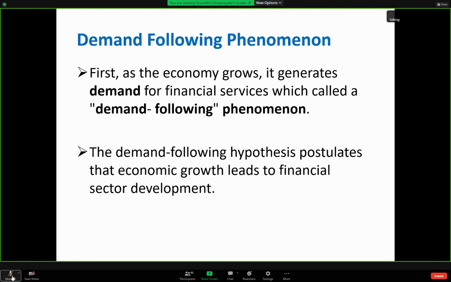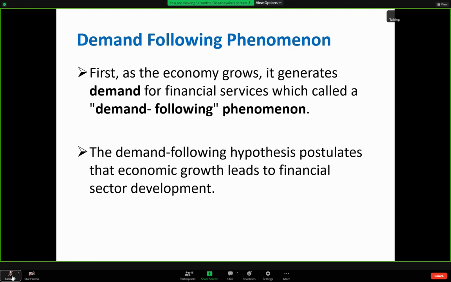When you are getting service from them, ultimately you need to pay interest to them. With that interest, they are also now growing. So initially what happened, economic growth, then that led to finance sector development, simply. So we'll try to have a read and try to have an idea. First, as economic growth generates demand for finance services, it is called demand following. The demand following hypothesis postulates economic growth leads to finance sector development.